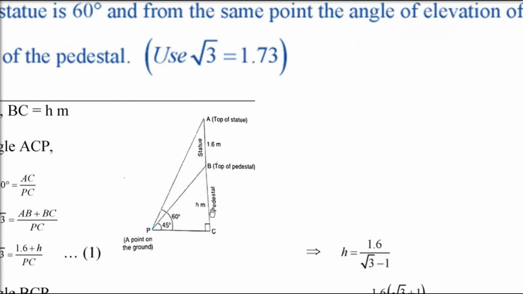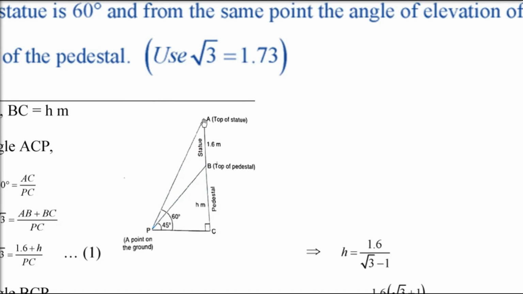See, here there is a pedestal. Pedestal is the base of the statue, you can understand. Something to have as a base of a statue. Now when you see from this observation point, if you see the top of the pedestal, you'll get an angle of 45 degree.